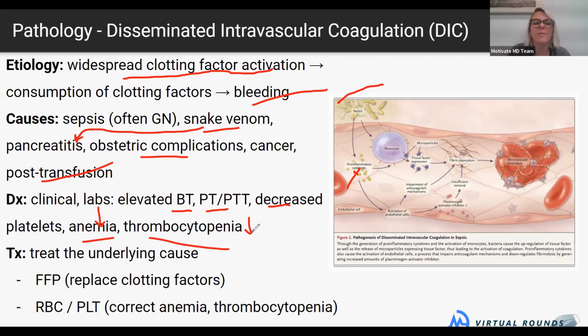If we talk about cryoprecipitate, we're talking about adding fibrinogen as well. With this patient who is low in fibrinogen, this might be a consideration as well.